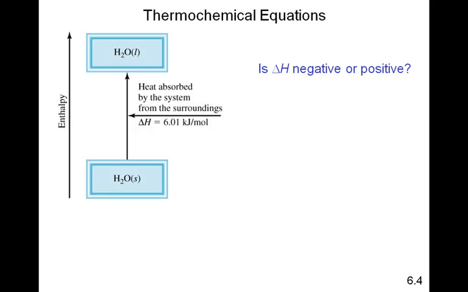Well, heat is absorbed by the system from the surroundings, and we can see that because the enthalpy starts out lower in the reactants and goes up and becomes higher in the products. Therefore, we see that the system is absorbing heat, and that means the process is endothermic. So if it's endothermic, the delta H is greater than 0, so therefore it has to be a positive value, a positive delta H.